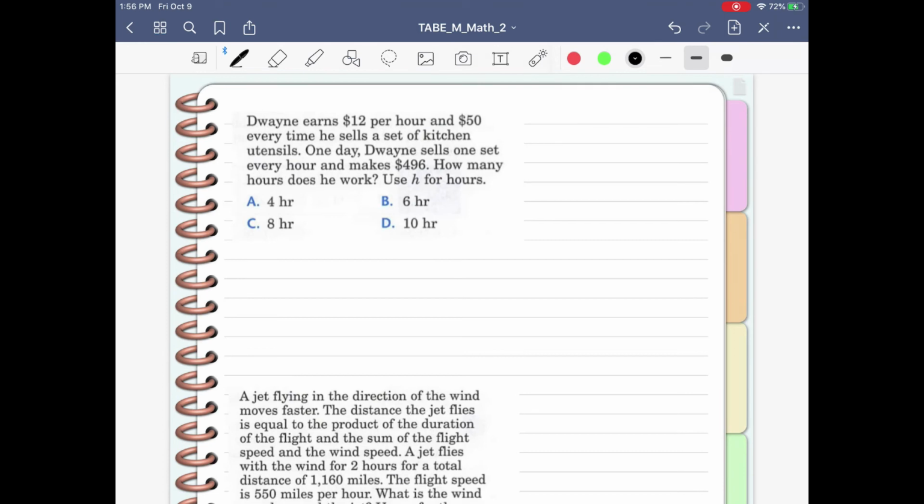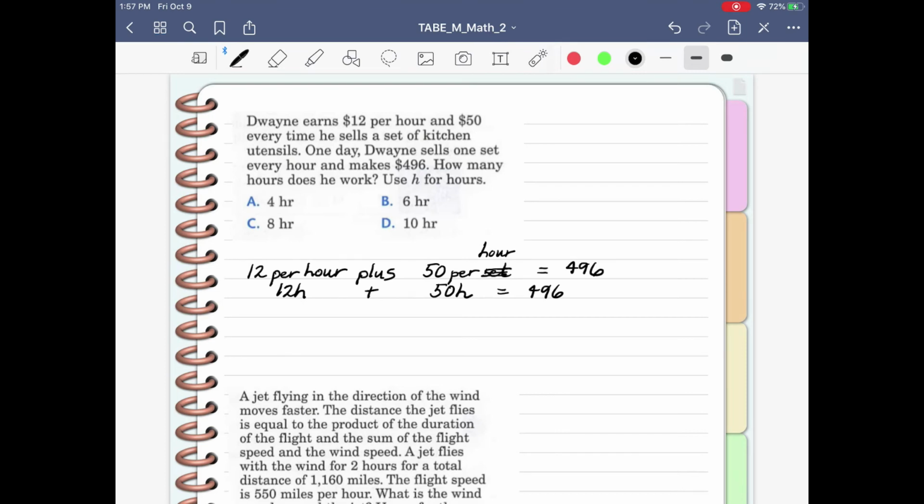So, he sells kitchen utensils. He gets a salary of $12 per hour. So that's 12H. Plus, he gets $50 per set sold. And on one particular day, he made $496. And it tells me that he sells one set every hour. So instead of 50 per set, we're going to say that he got 50 per hour because he sold a set every hour. So this is a 50H also is 496.